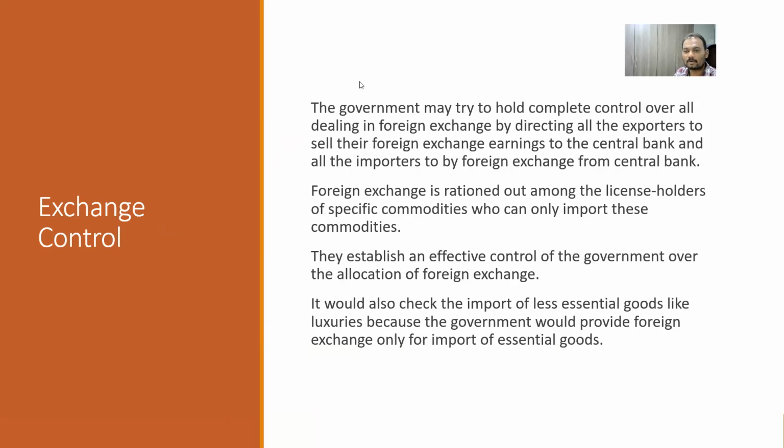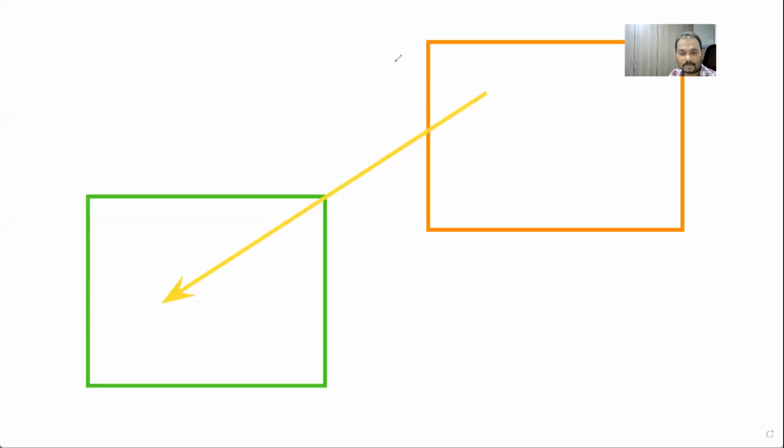Okay, all of you, please, what is exchange control? I'll picturize this for you. What is exchange control? Okay, look at this very carefully. I'm making India a little big, so that I can picturize it for you.